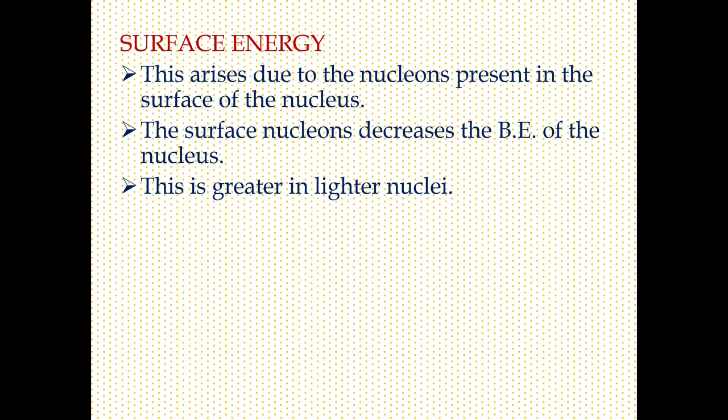So for example, if you take helium, there will be only 4 nucleons. So the 4 nucleons will be only on the outer surface. So this outer surface nucleon will try to destabilize the nuclei.